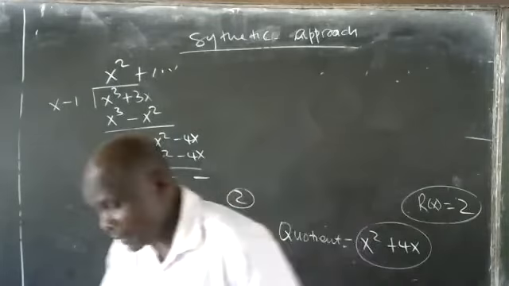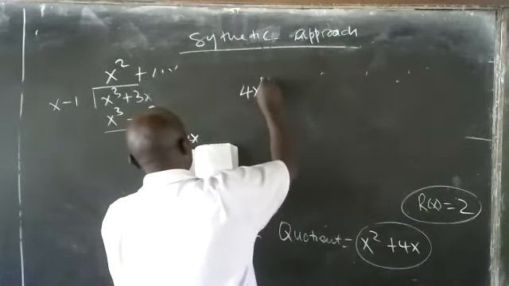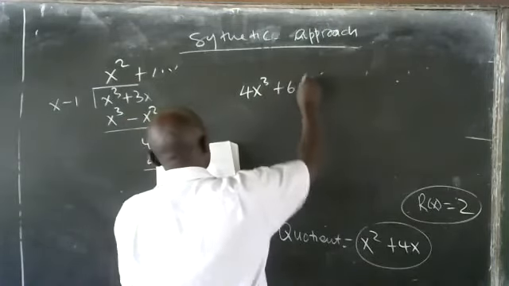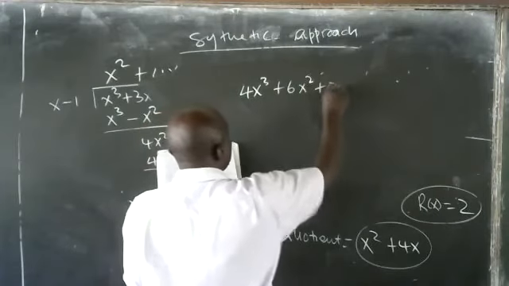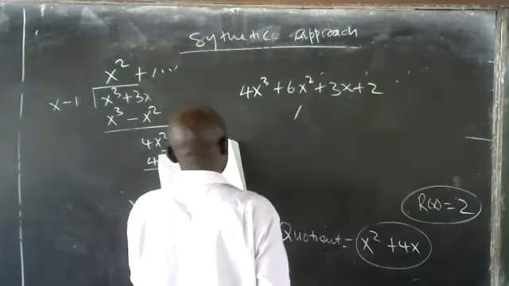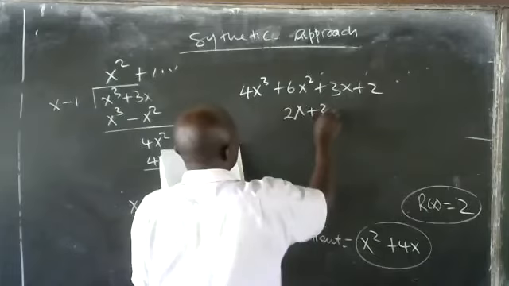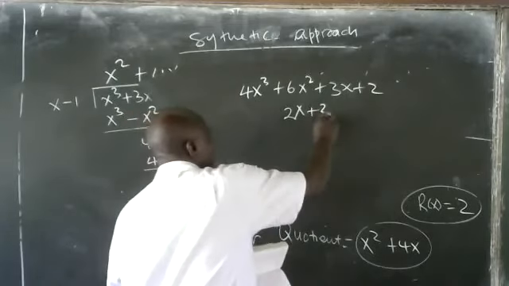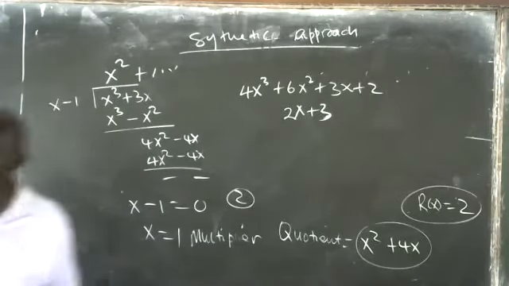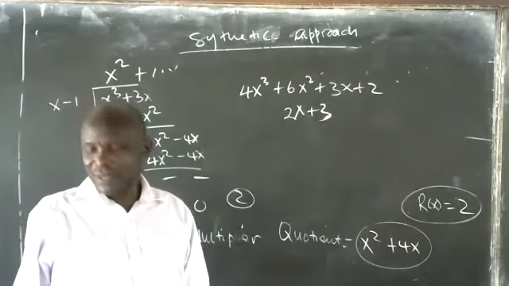Find the remainder with a synthetic approach when the polynomial 4x cubed plus 6x squared plus 3x plus 2 is divided by 2x plus 3. Divide and write down the quotient. Okay?